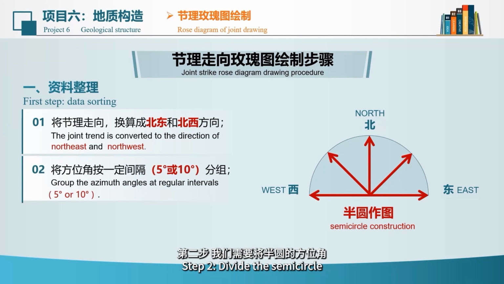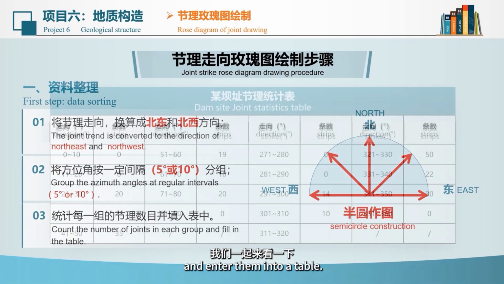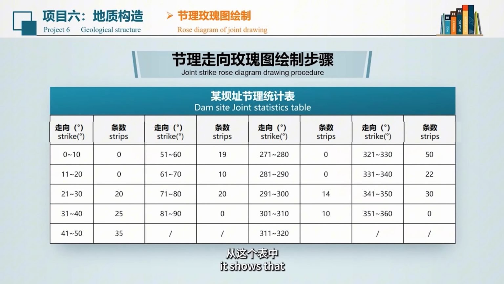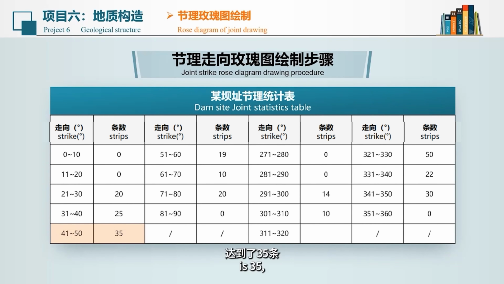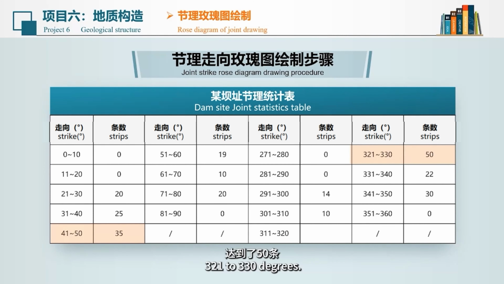Step 2. Divide the semicircle into intervals, typically every 5 to 10 degrees. Group the joints according to their orientation, count the number of joints in each group, and enter them into a table. For instance, here is a joint tally table from a dam site. It shows that the number of joints with strikes between 41 and 50 degrees is 35, while the highest number, 50, falls within the range of 321 to 330 degrees.